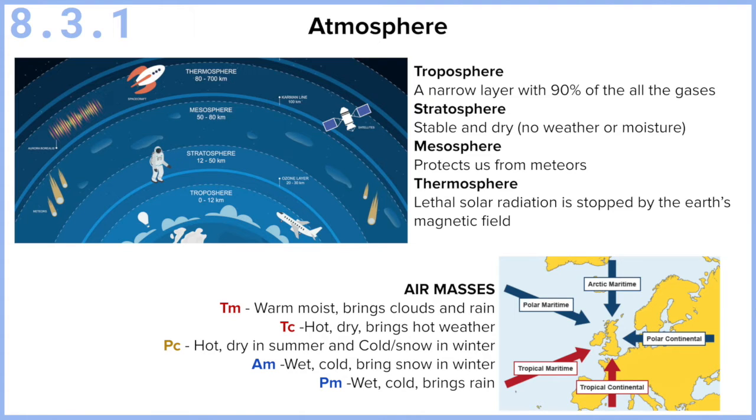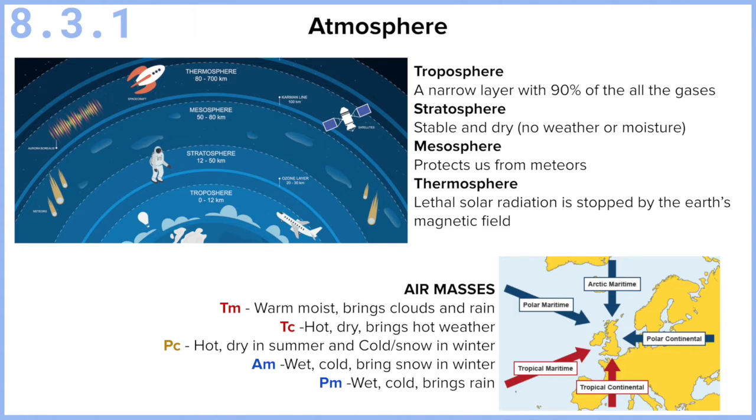The atmosphere is a large band of gases between our planet and space, and it performs a wide variety of different jobs. We're going to have a look at the different layers that make up the atmosphere, starting at our planet and working our way out into space. Our first one is looking at the troposphere.